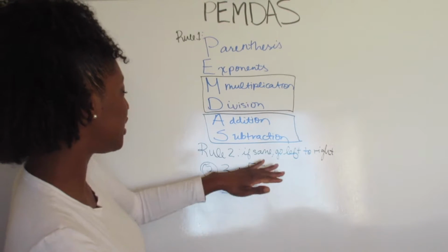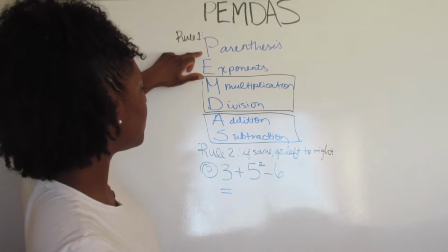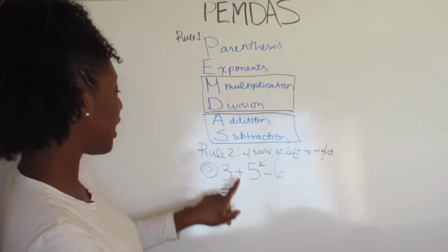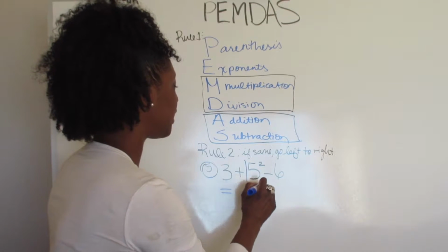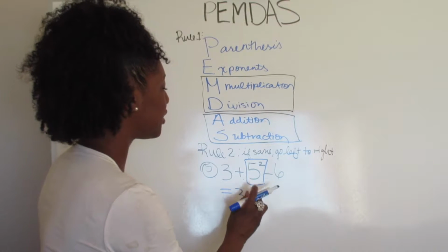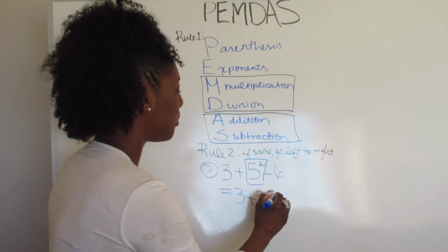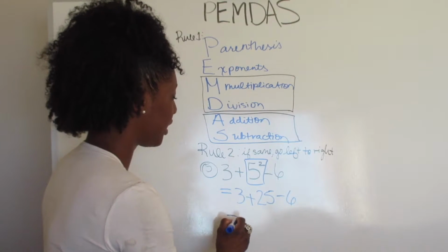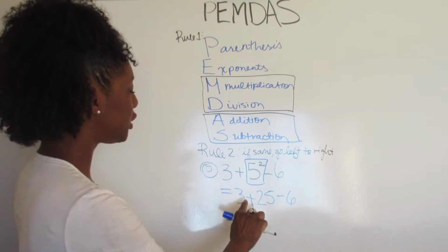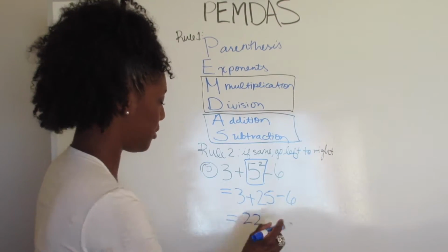So we have a bunch of types here. Let's start with the P, no parentheses. Let's move on to exponents. Do we have exponents? Yes, we have an exponent here. So that means 3 plus 5 to the second power is 25, minus 6. And now we have addition and subtraction. We can just go left to right. So 3 plus 25 is 28, minus 6, 22.